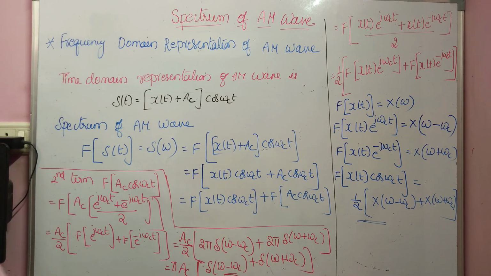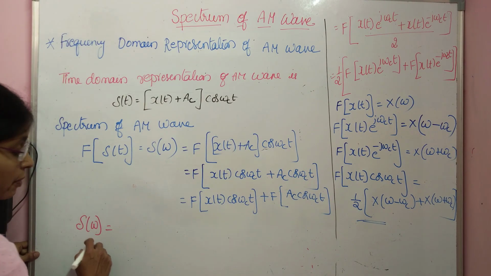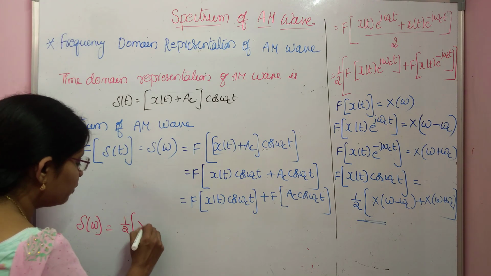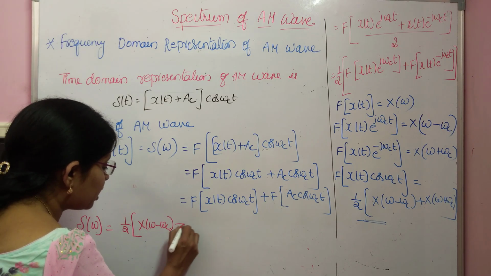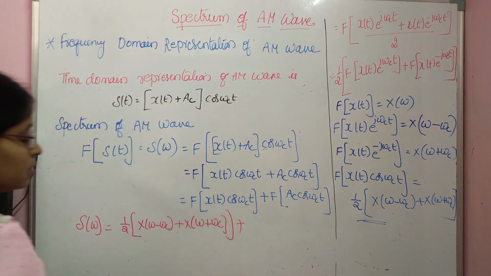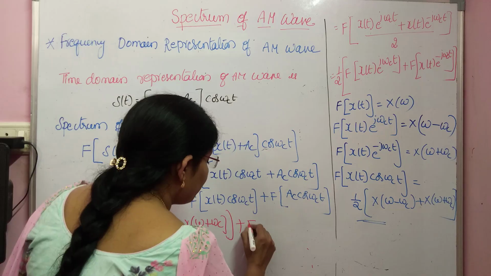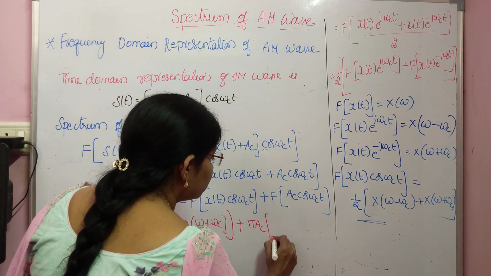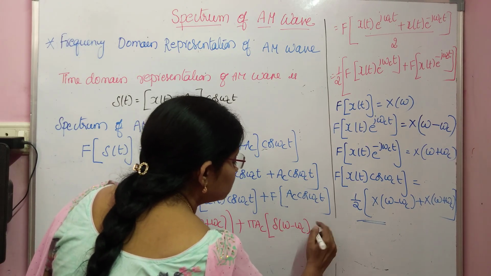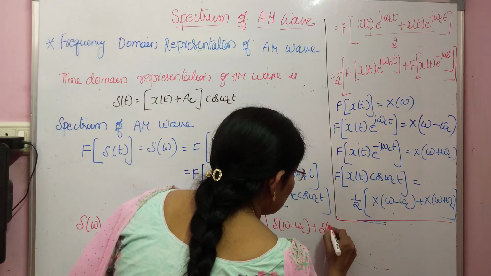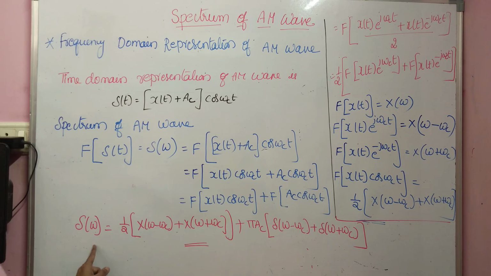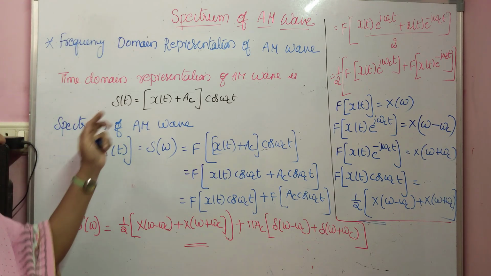So now I will write it combined, that is S of omega is equal to, first term, half of X of omega minus omega c plus X of omega plus omega c, plus, what is the second term? Pi Ac of delta of omega minus omega c plus delta of omega plus omega c. So this is the spectrum expression, the Fourier transform of the AM wave.